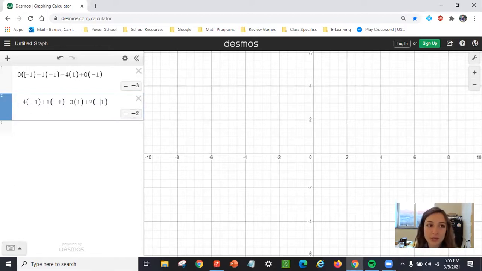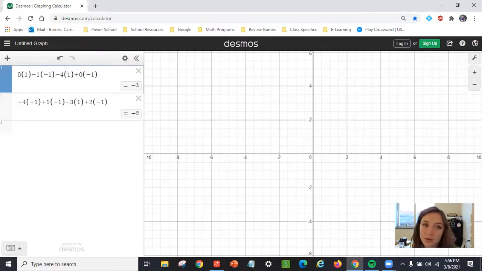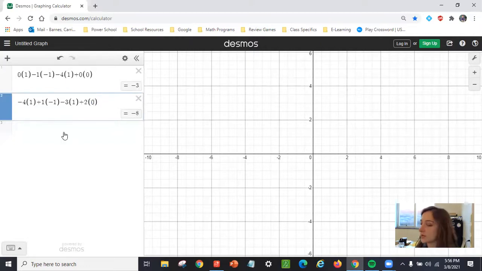All right, and then we're going to change the numbers in the front. So we're going to change the number that's in parentheses. I want this to be 1, -1, 1, 0. Okay, 1, -1, 1, 0. Okay, so we're going to get -3 and -8 as our last one there.